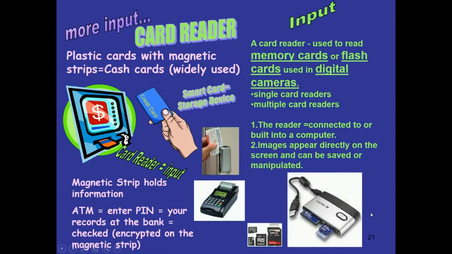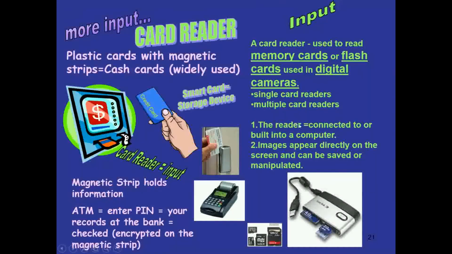As you can see in this image here at the bottom, the smart cards, the flash cards are placed into the machine. So again, the card reader, it is used to read memory cards or flash cards that are used in digital cameras, in your smartphone. Now you get single card readers that can only take one card. And then you get multiple card readers that can take more than one card.